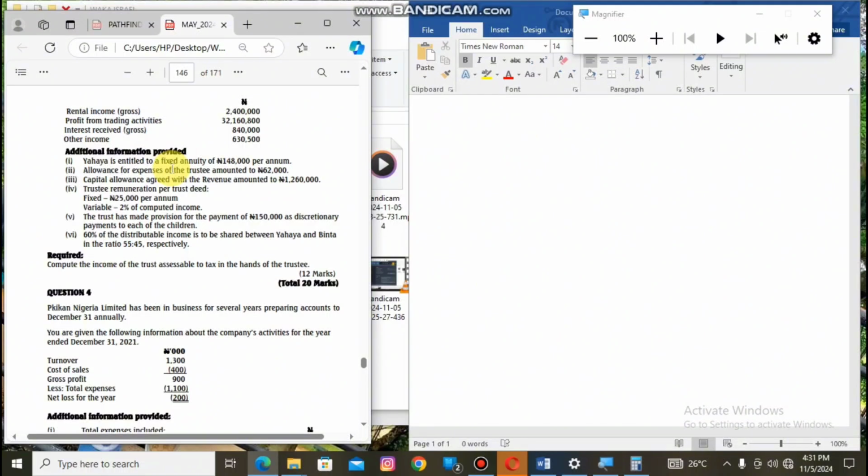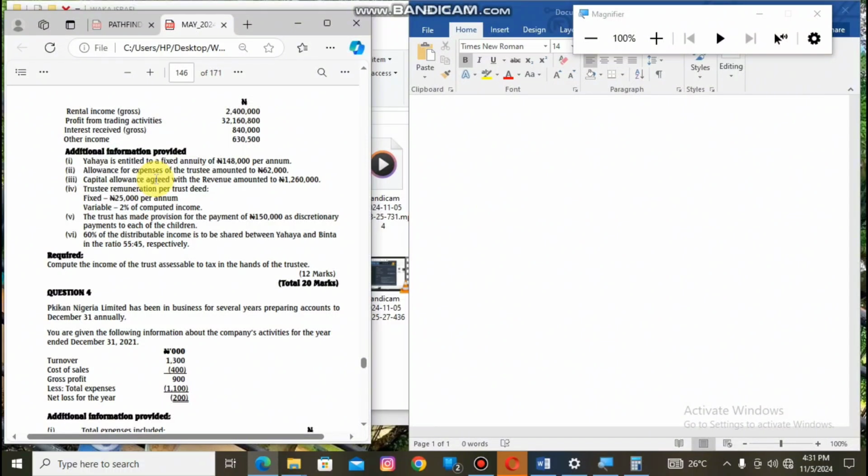Additional information provided: Yahya is entitled to a fixed annuity of 148,000 per annum. Allowances for expenses of the trustee amounted to 62,000 naira. Then number 3, capital allowance agreed with the revenue amounted to 1,260,000. Then we have trustee remuneration. We have a fixed amount of 25,000 per annum. Then we also have the variable, which is 2% of computed income.